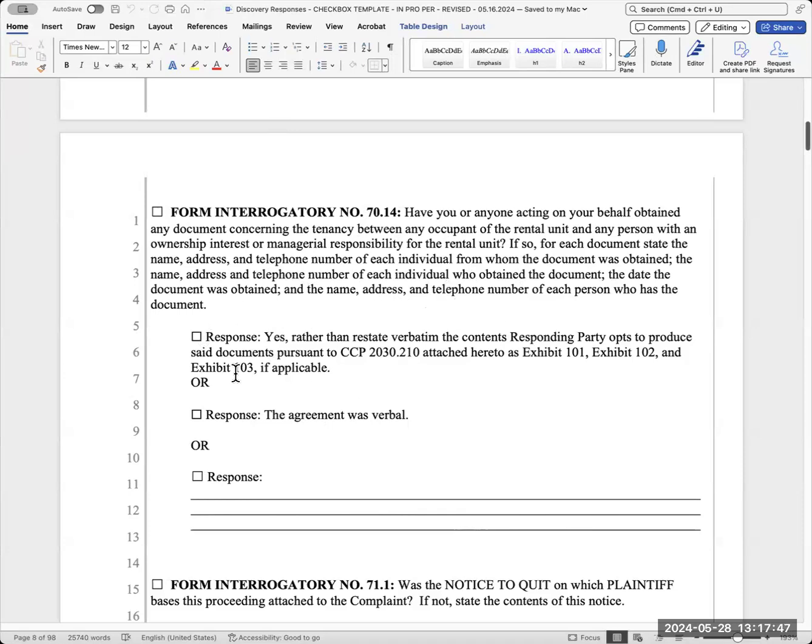And so you can put pretty much the same response here, check here. This tells the propounding party that you're attaching your lease, the rent payments, and communication between the parties because you believe the question is answered in those documents. If the agreement about the rental agreement was verbal, check here. And for any other response, you fill out here.